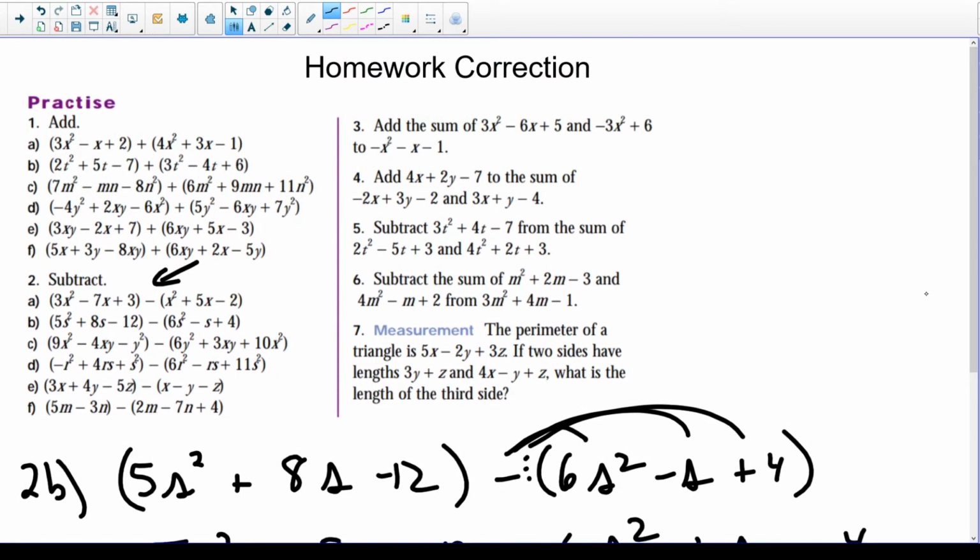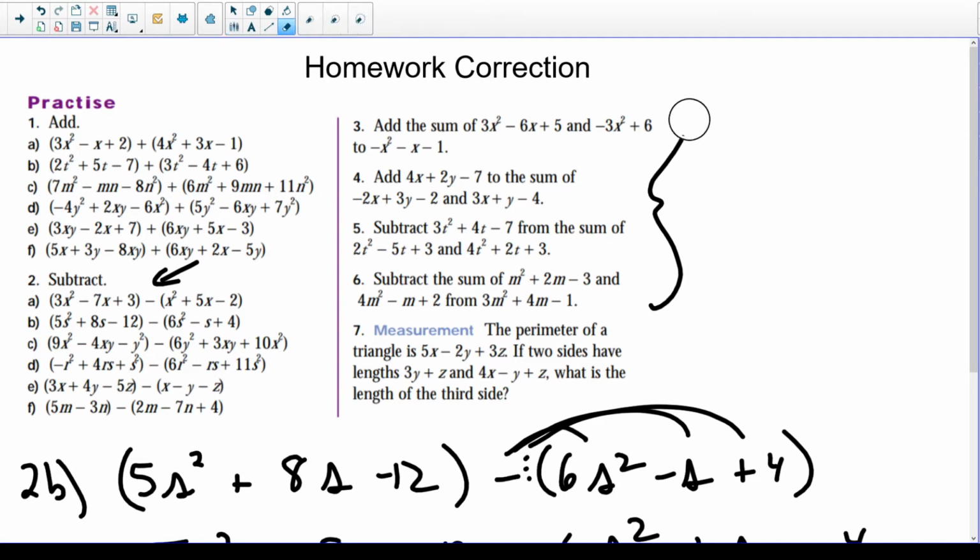For questions 3, 4, 5, and 6, these questions are all questions as to, do you understand the language of mathematics? What is a sum? A sum is an addition. Okay, now they helped you out here by using the word add as well. Okay, the word add right here is in there. That means addition, obviously. Okay, but they could have just said find the sum of those 3 expressions. Okay, so add the sum of this to that.